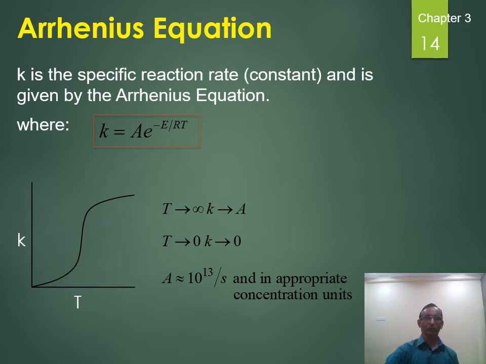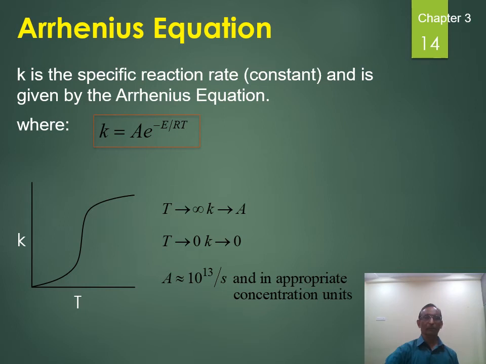And then k, you are going to plot again against temperature to get the activation energy. This activation energy may be different in the case of an endothermic reaction and an exothermic reaction. Just now I have told you it is temperature dependent. So here small k is the specific reaction rate constant, and it is given by the Arrhenius equation.